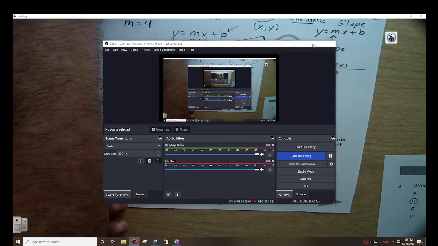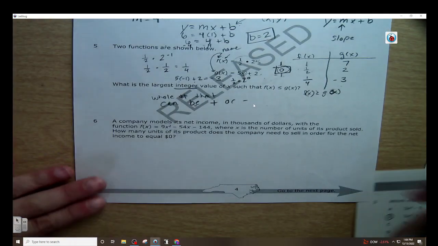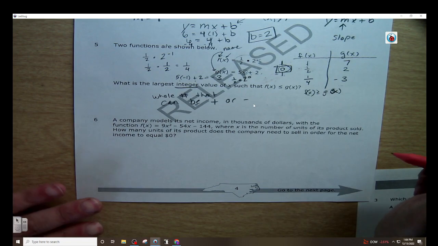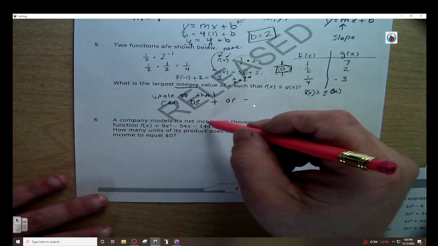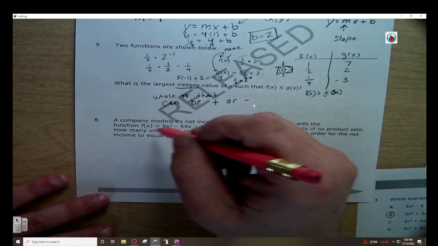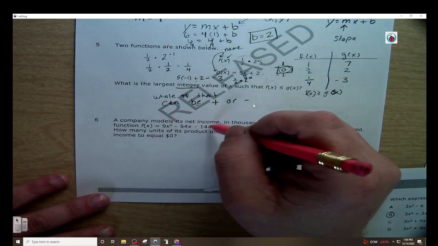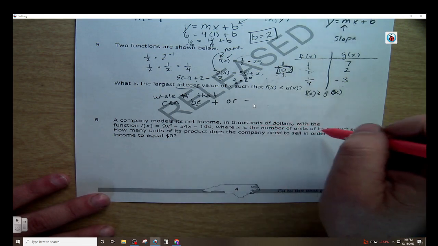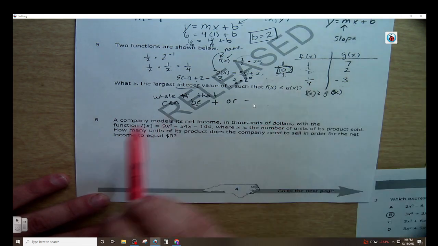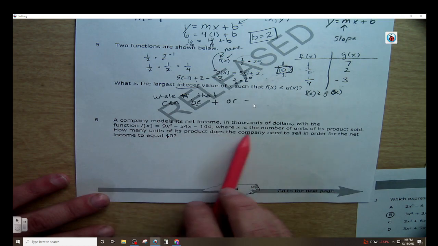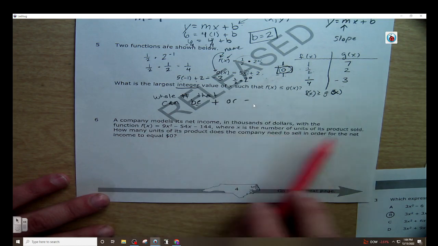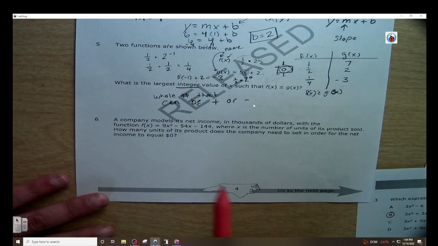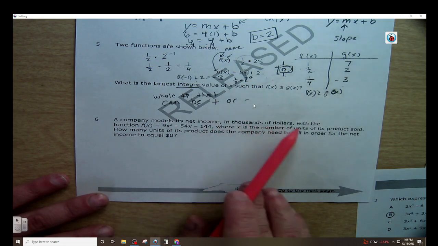All right, so going back to this, look at the next one, number 6. It says a company models its net income in thousands of dollars with the function 9x squared minus 54x minus 144, where x is the number of units of its products sold. How many units of its products does the company need to sell in order for the net income to equal 0? Okay. Well, if you think about it, x is the number of units sold.